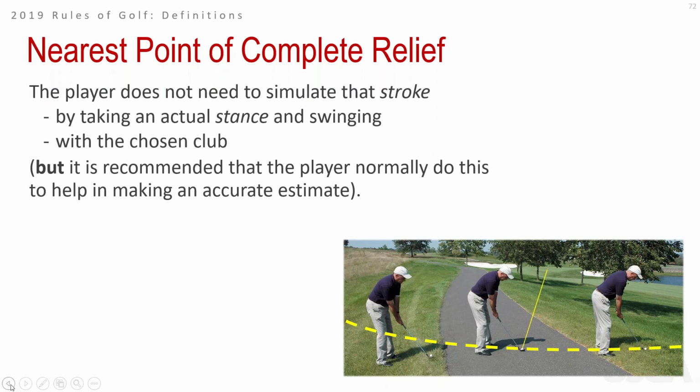Yeah, correct, Kirby. So again, as Kirby alluded to, when this gentleman was taking his relief, he may have had a wedge originally to hit his low running shot, but he may need to hit that low running shot with a 4-iron, and that could change his nearest point of complete relief, being that a 4-iron is a little bit longer, or his stance may be altered because of that.